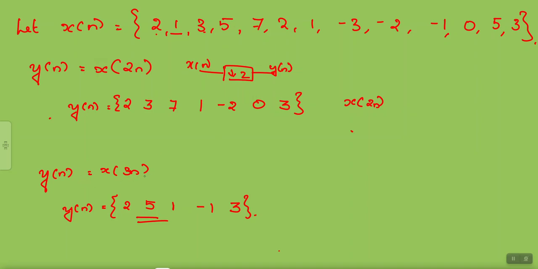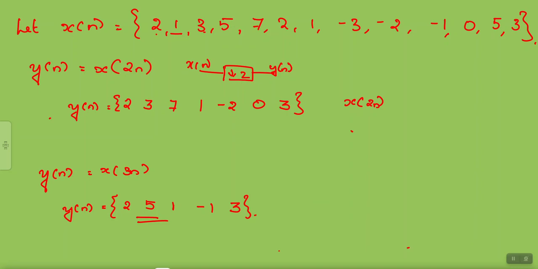In x of 3n, that is y of n equal to x of 3n, the downsampler by a factor of 3 implies that it retains every third sample and discards the others. So mainly a downsampler by a factor of M retains every Mth sample and discards the other samples.